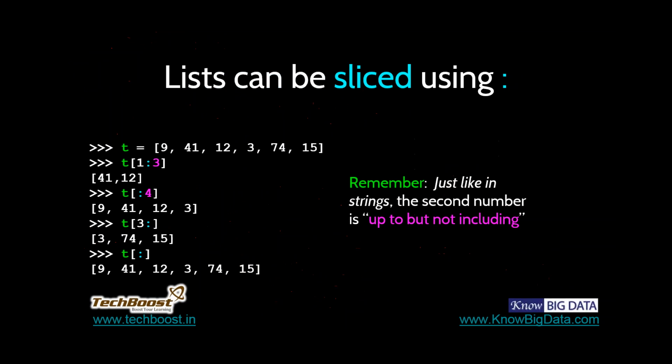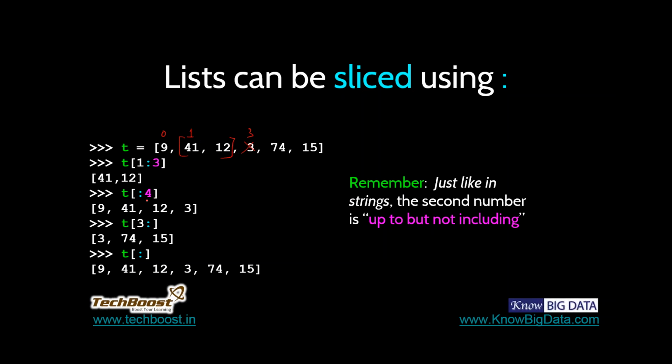Okay, so let's proceed. Slicing works in lists too, and you can use it this way. For example, let me go over these examples. T is a list, and we're trying to slice 1 to 3. Where is 1? 1 is 41, and 3 is here, but 3 is not included. So we get only these two, isn't it?